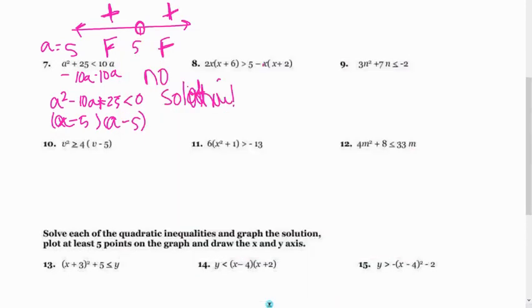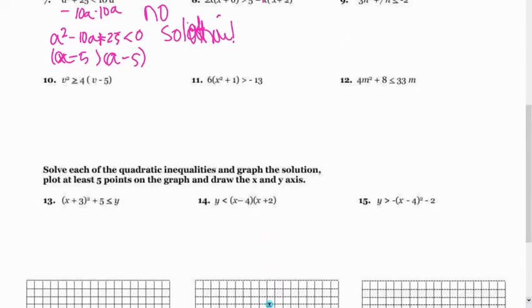All right, so 7 has no solution, and then I want to just do 10 and 11. I feel confident that you can solve these others, and I don't want to do them all for you. When I distribute here, I get v squared is greater than or equal to 4v minus 20. And then I'm going to use algebra to move them both over. So I get v squared minus 4v plus 20 is greater than or equal to 0.